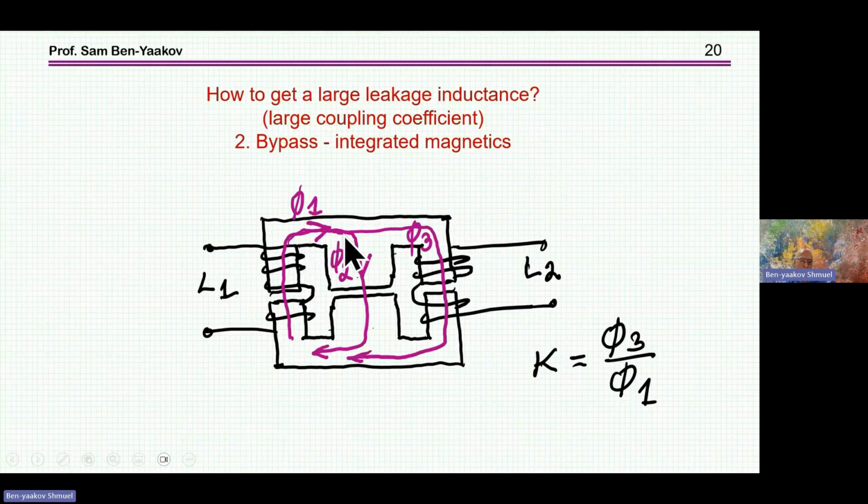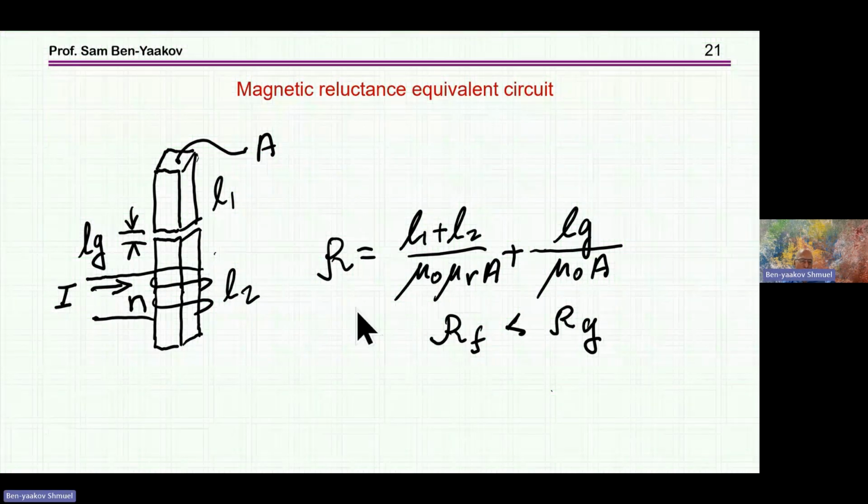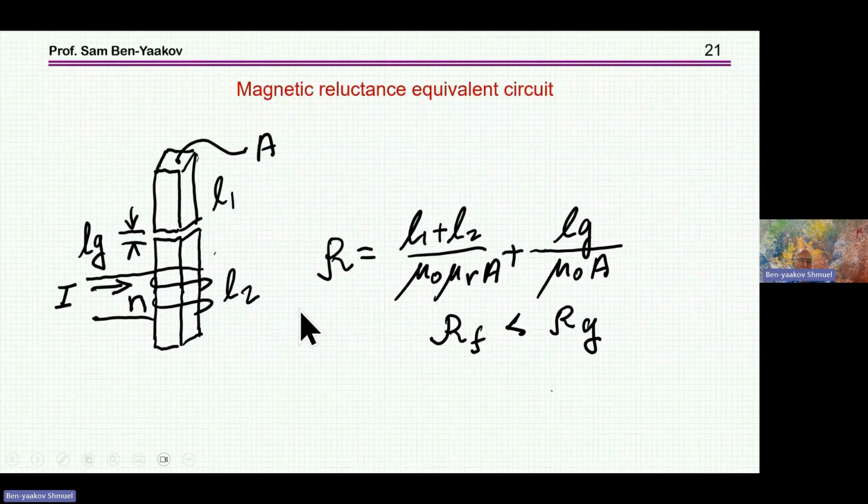So the more flux there is, the larger is phi sub 2, the smaller will be the coupling coefficient, and you can adjust it by the gap here and here. This is one way to go, and this is a very good way to do that. Now we need some way of understanding or quantizing the magnetic parameter, okay?